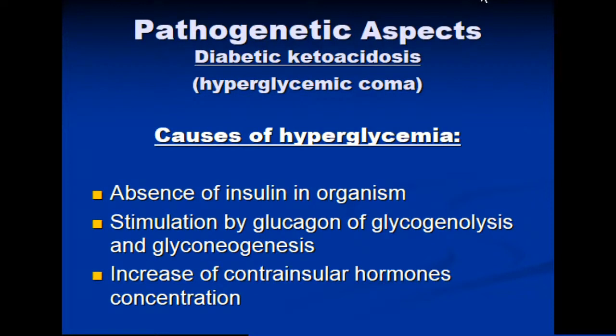Pathogenesis of diabetic ketoacidosis: absence of insulin in organism, stimulation by glucagon of glycogenolysis, increase of contra-insular hormones concentration.